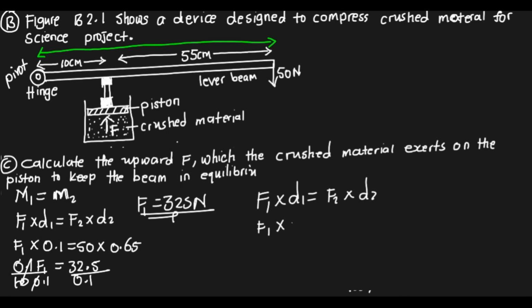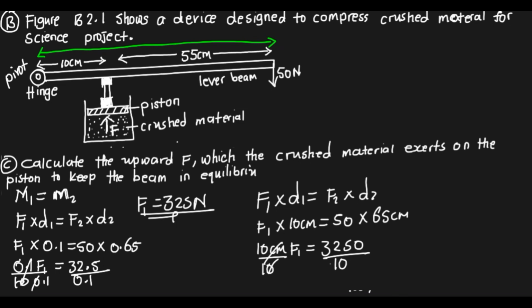Distance 1, let's just take it as 10 centimeters. Then force 2 we know is 50. So 50 times 65 centimeters. So 10 centimeters times F1. Then 50 times 65, I'm getting 3,250. So let's divide by 10. Also here we divide by 10. So if I cancel, I can see that we are getting the same number, 325 newtons.